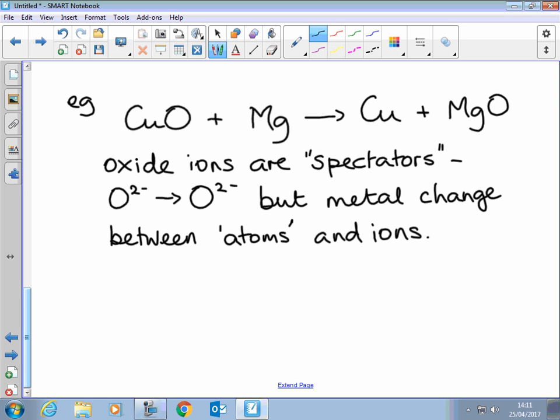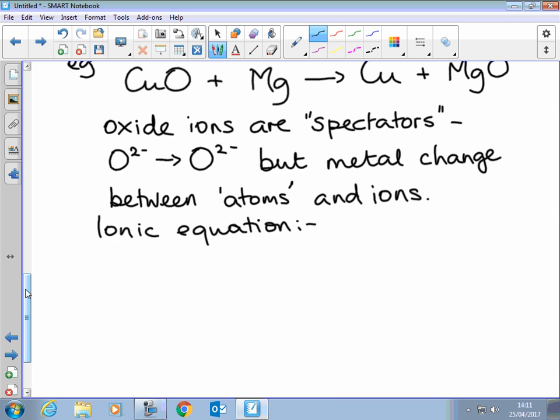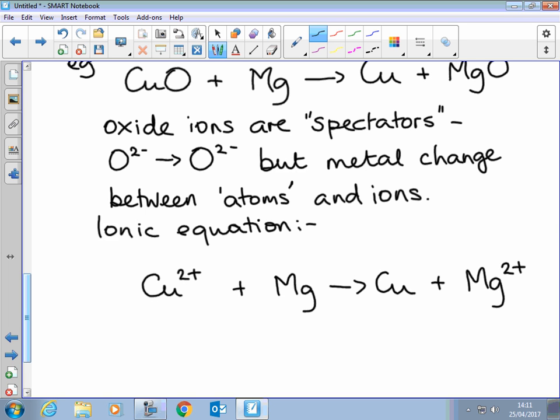So we could rewrite as an ionic equation, just looking at what's happening here. I mustn't lose track of what I was trying to explain. Where on the left, then, our copper in the copper oxide is Cu2+. Our magnesium, however, is without a charge. And then on the other side, the copper's without a charge, but the magnesium has the charge instead.